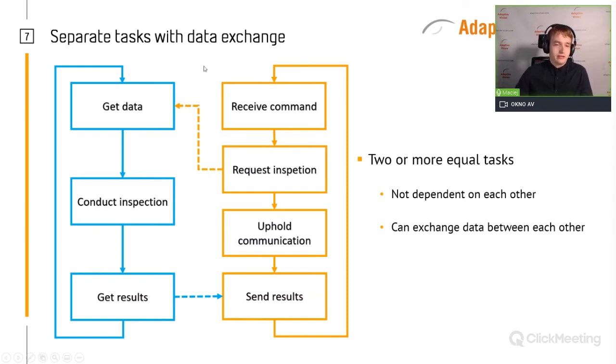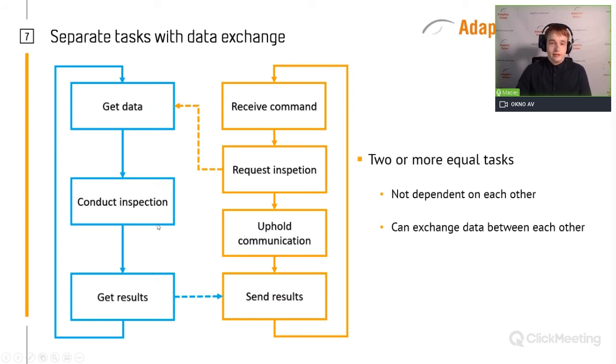And the blue thread will continue to run on its own. It may have some additional tasks to perform other than the requested inspection. And as we can see, the threads are not totally dependent on each other. They can run without one another. And we can exchange the data, but the data is not required for the iteration to finish.